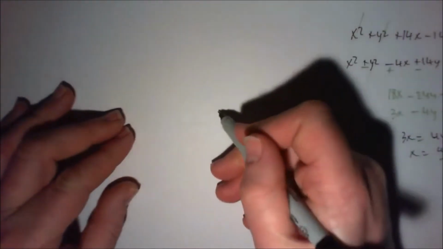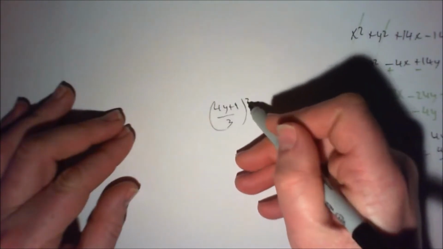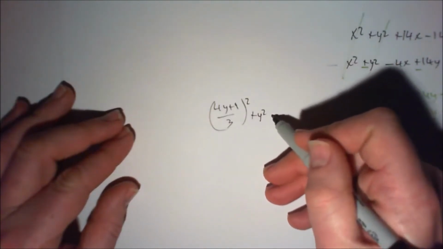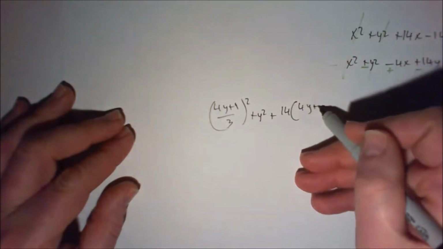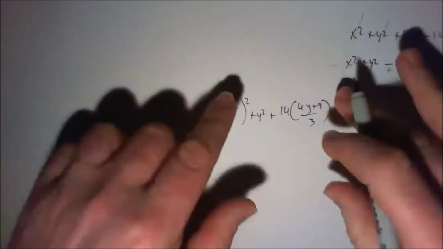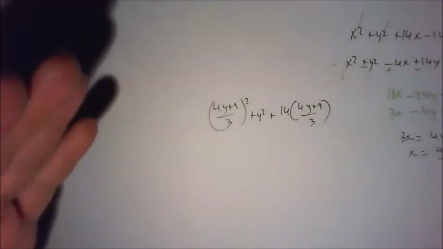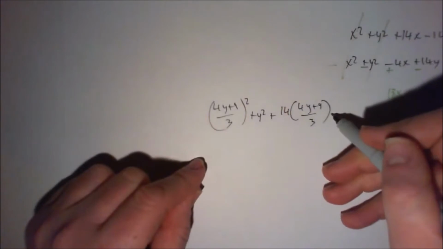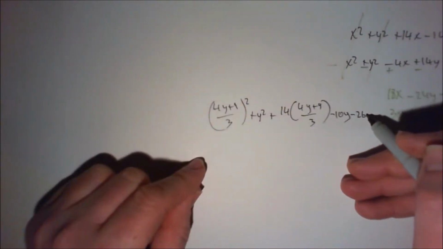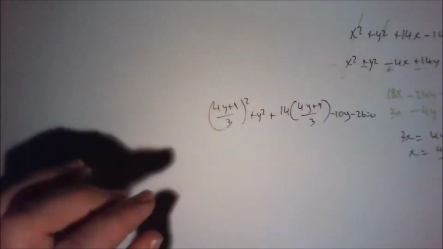Okay, so it's going to be ((4y plus 9) over 3) squared plus y squared plus 14 times (4y plus 9) over 3, minus 10y minus 26 is equal to 0. These ones, unlike the one I did in the previous video, are built to work out. So even though this looks crazy, it is built to cancel down and be lovely. So don't be afraid to go at it. So this is my starting point, really. I'm going to have to do all this out, okay?